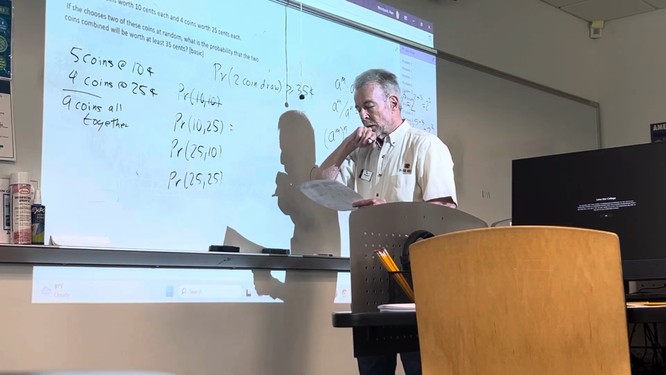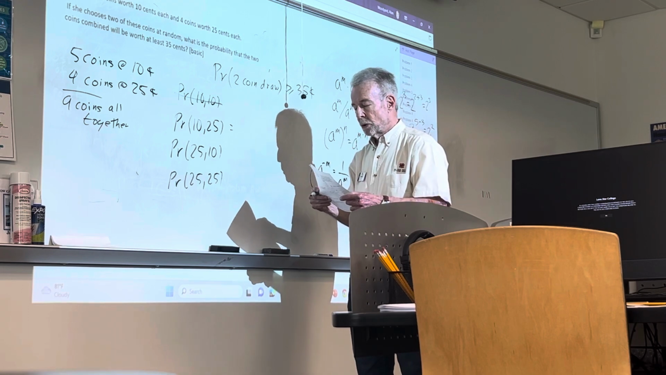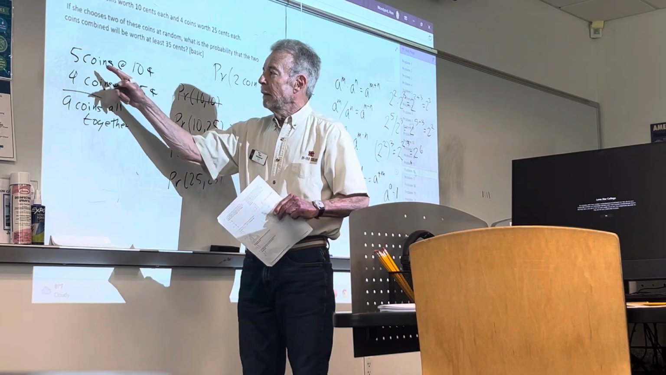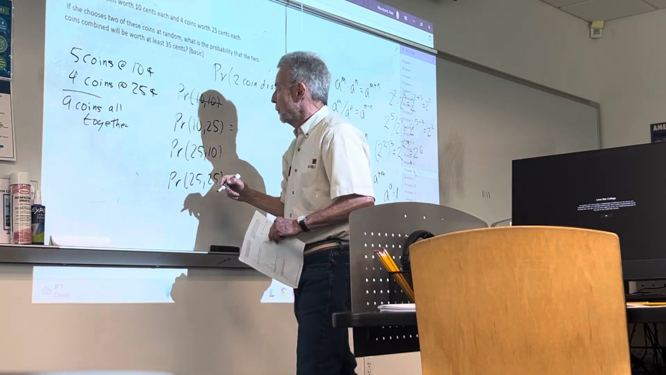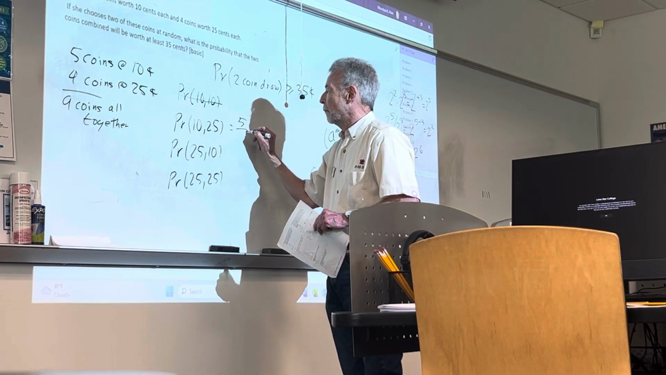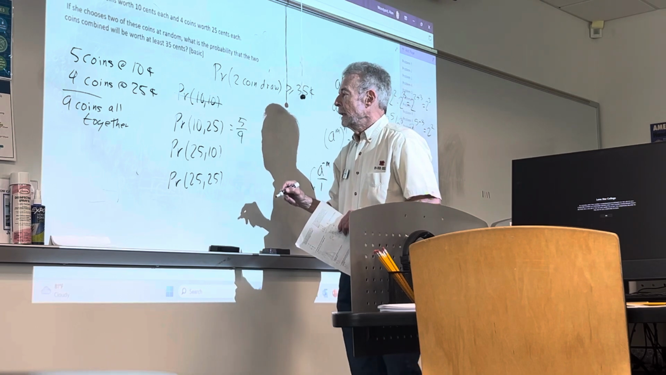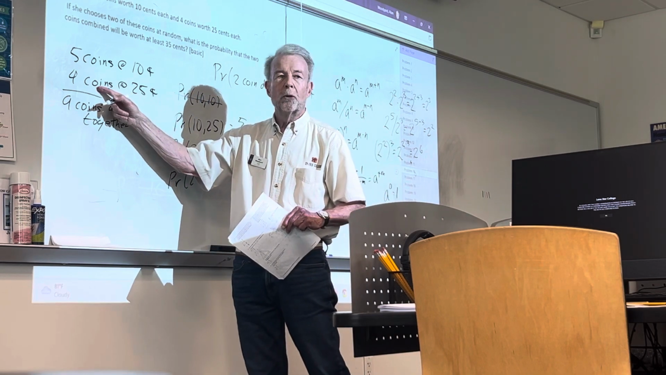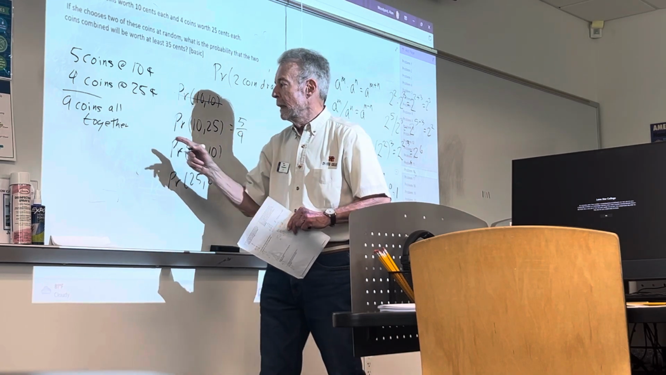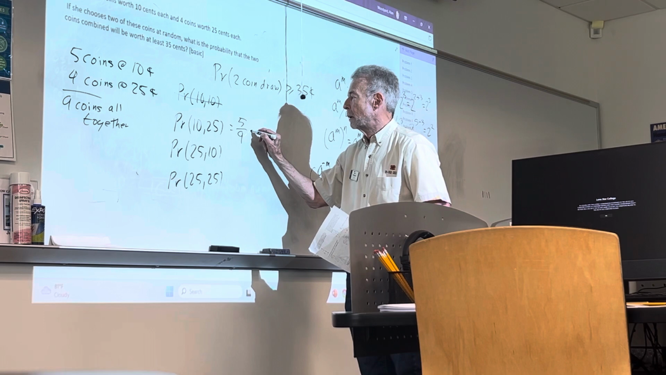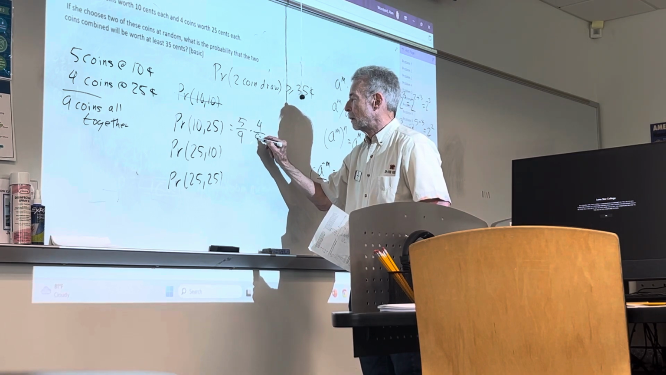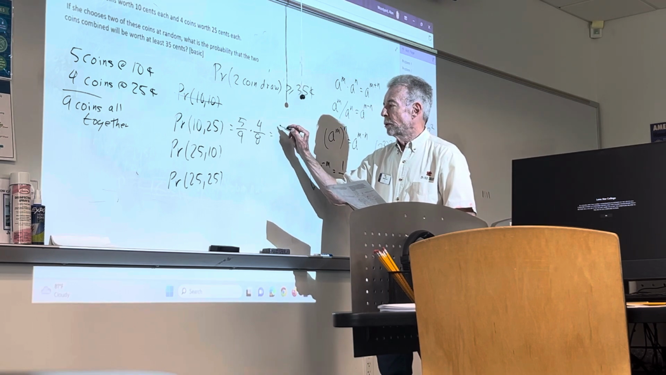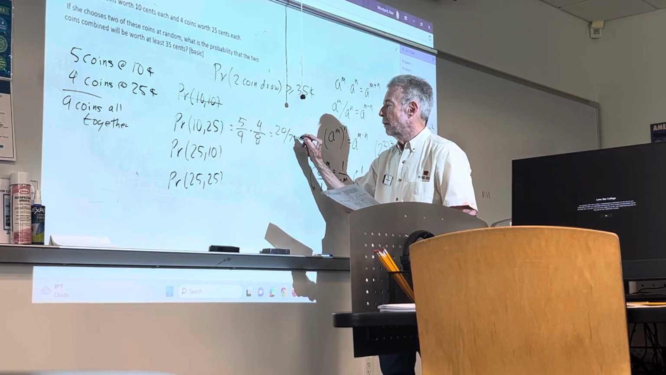So the first one says, well, the chance that she would draw a 10-cent coin on the first draw would be 5 chances out of 9. So it's going to be 5 over 9. And then the chance that she'd pull a 25-center on the second one, well, there's still 4 of those 25-centers, but now there's only 8 coins. So this is equal to 20 over 72. That's the probability of that draw.